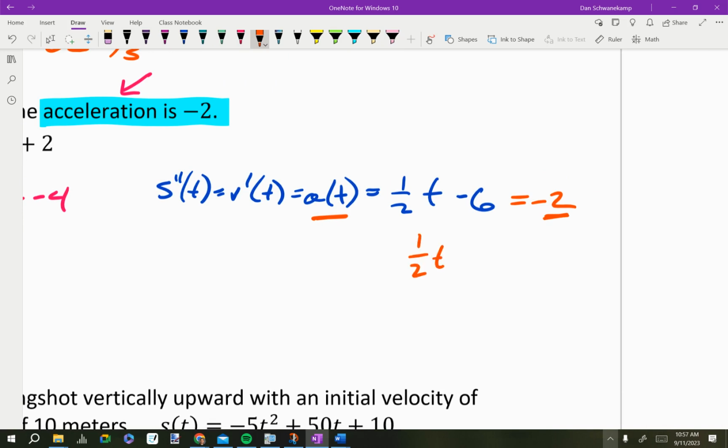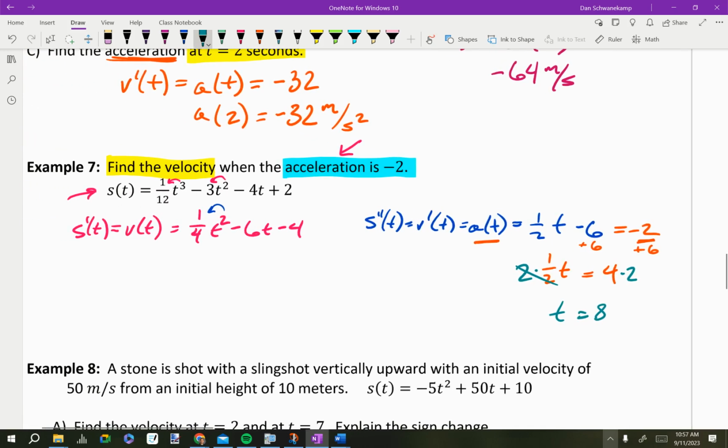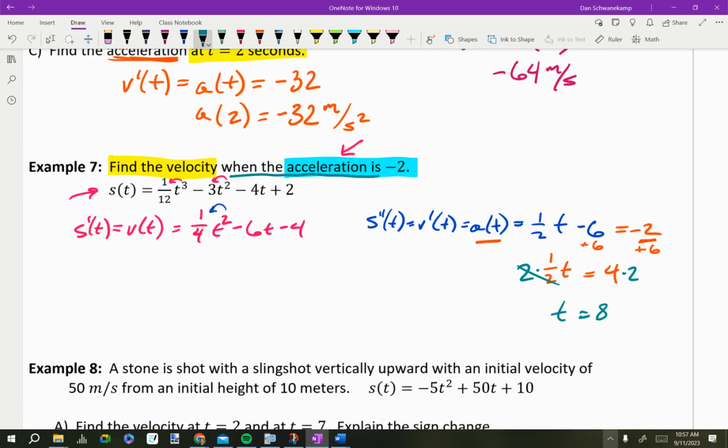So 1/2 t, I'm adding 6 to both sides. So I get 4. How do I get rid of that 1/2? Multiply both sides by 2. So that cancels. t equals 8. We just figured out the question when the acceleration is negative 2. When is the acceleration negative 2? When my t equals 8.